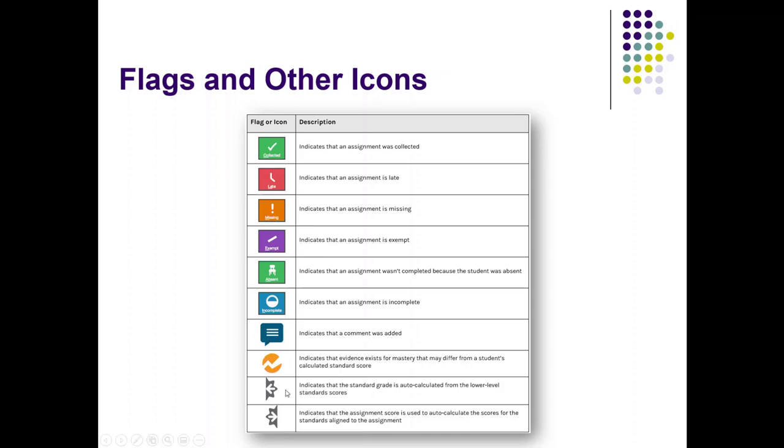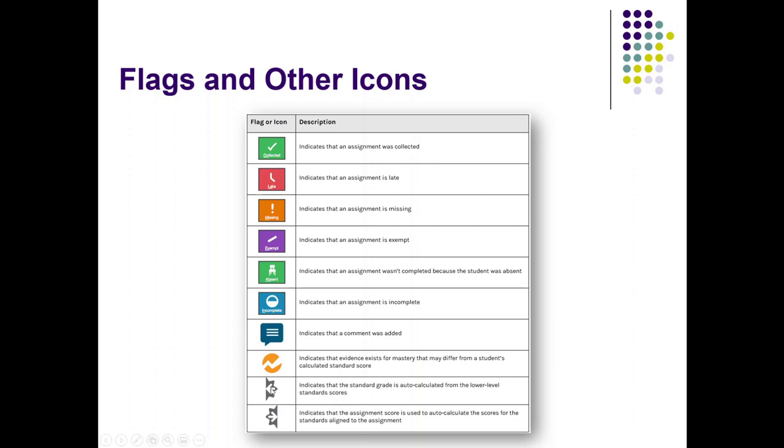When you get into standards, there's these three icons here. We call this the professional judgment indicator. It indicates evidence exists for mastery that may differ from a student's calculated standard score. And that professional judgment indicator highlights such students that fall into that criteria. And then you as the teacher would use your professional judgment to say, yes, that should be this score, or what you're seeing should stay as is.